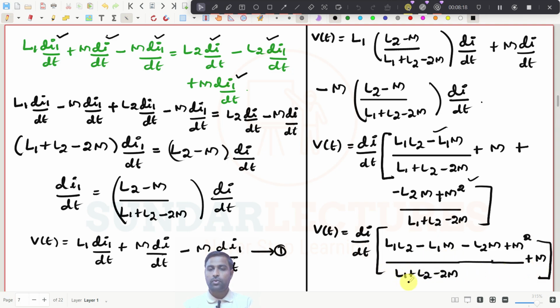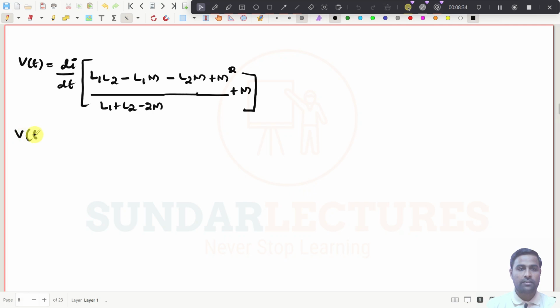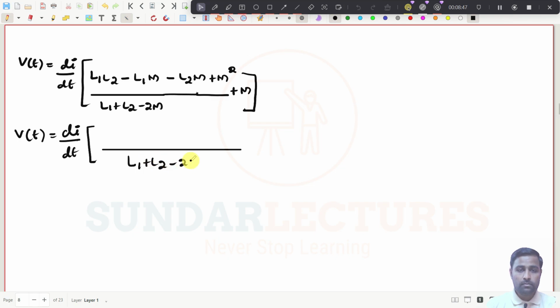So now what I can do is multiply this term here and take the LCM. I have taken this to the next page, and you see now here I will take the LCM. So V of t is equal to di by dt times this term, and I will take the LCM. The denominator will be L1 plus L2 minus 2m, and this is divided by 1.